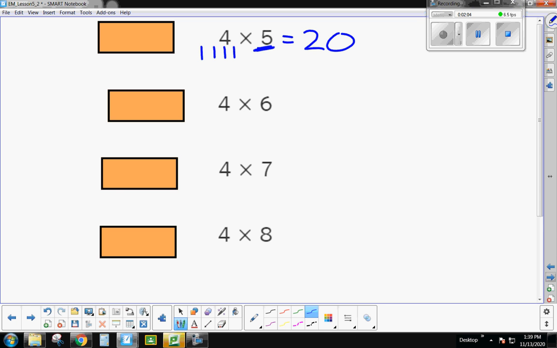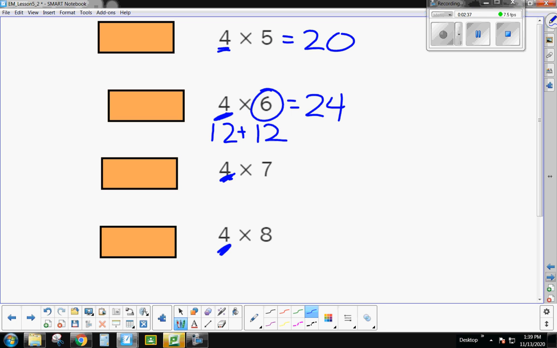But what do you notice about all of these problems? They are all multiplying by 4. What is one of our strategies that we could do when we're multiplying by 4? Double, double, right? Anytime I multiply by 4, I can take the other factor and double it. 6 plus 6 is 12, and then I'm going to double that factor. 12 plus 12 is 24.